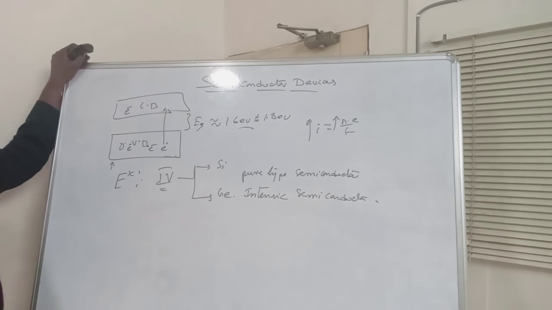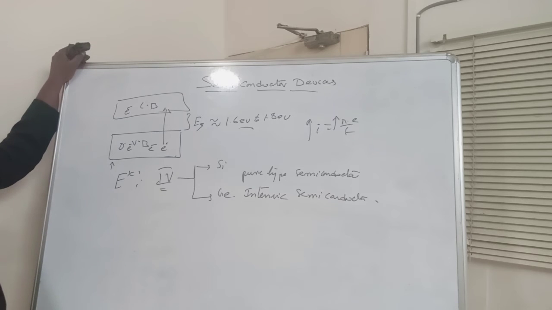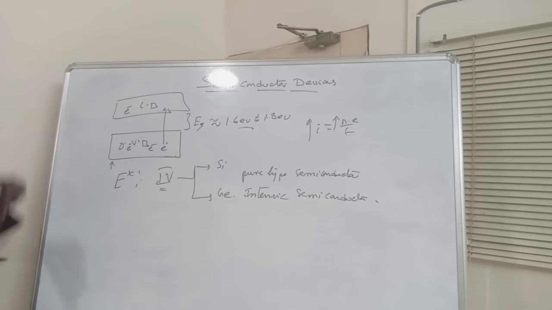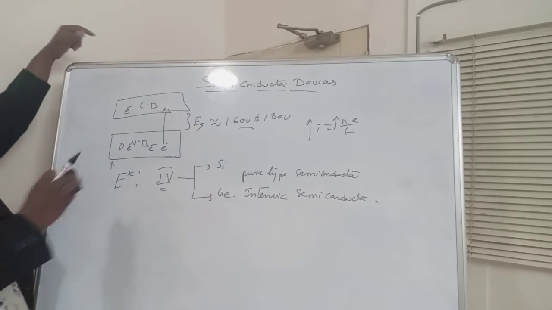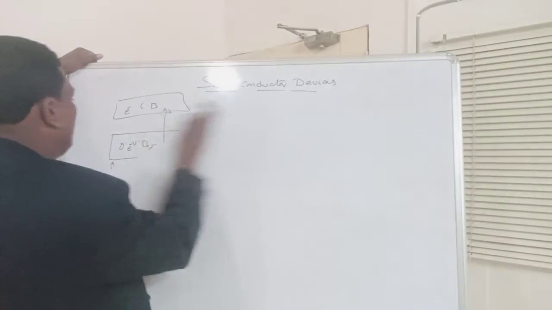Now we go for extrinsic semiconductors. Extrinsic semiconductors are impure type semiconductors. So what are the extrinsic semiconductors? That we have to see. Now the doping of this semiconductor, that we have to see. Till here no doubt. Okay. Right. Now we can see.